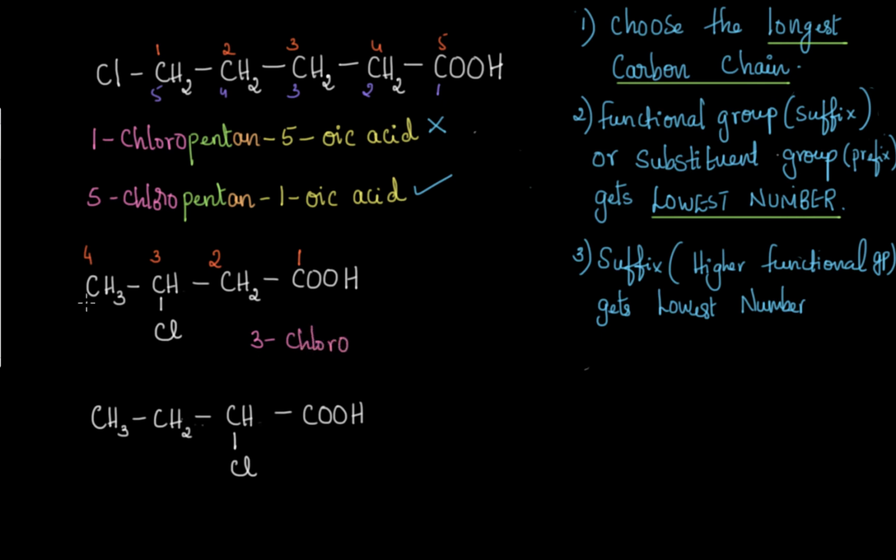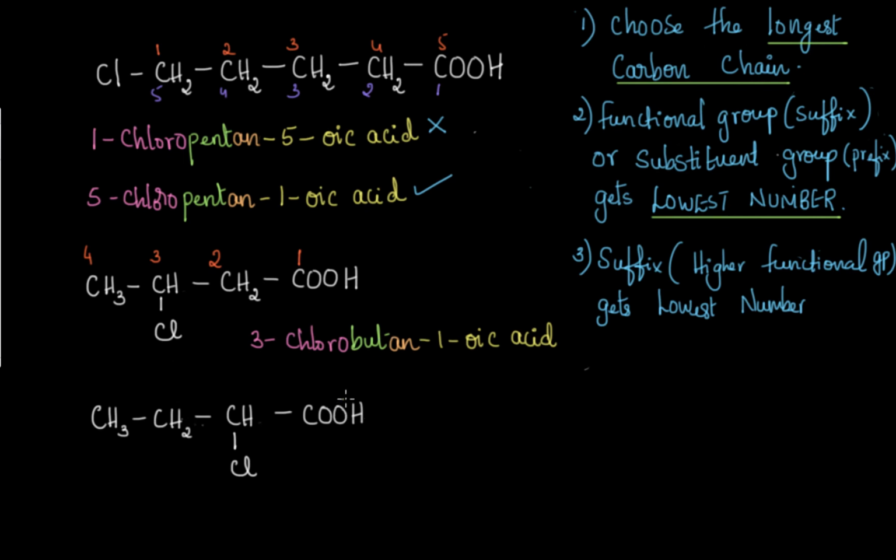3-chloro. We have 4 carbon chain, so the root word used is but. All are carbon-carbon single bond. We have ane, and last letter E is replaced by the functional group, that is 1-oic acid. Remember, I am putting hyphen here indicating that they are attached to this compound.